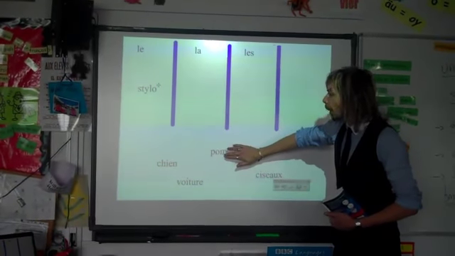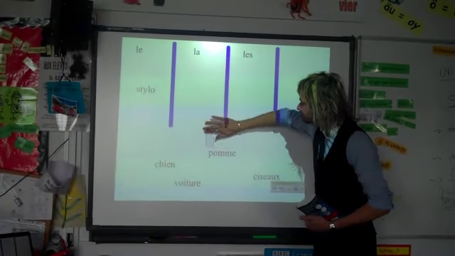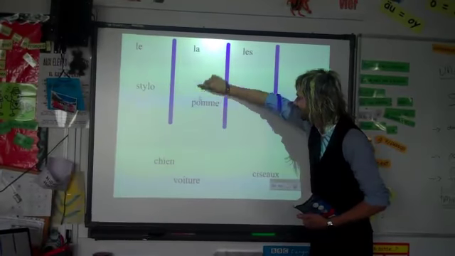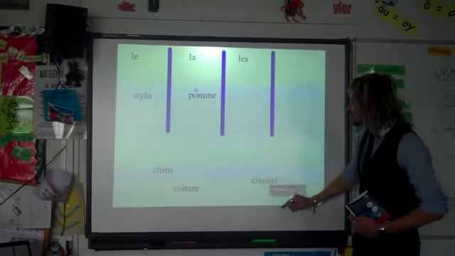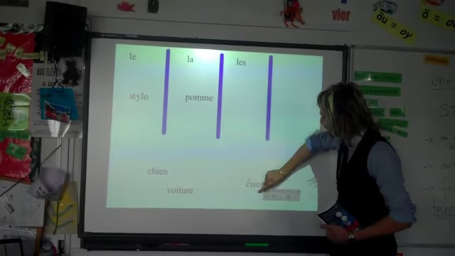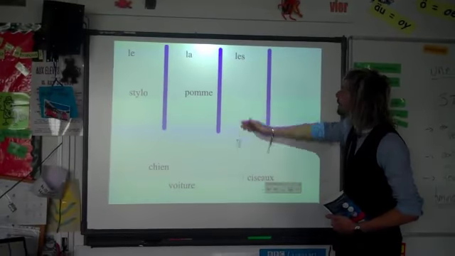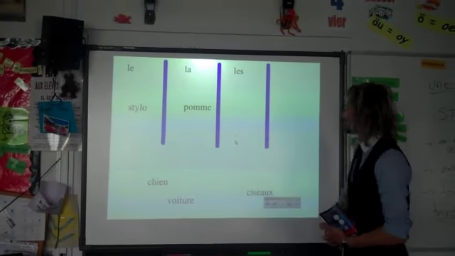They would find pomme would be N with F at the end, which denotes that it is feminine. And ciseaux, they would see that it was plural, in which case I would put it into the ciseaux part.